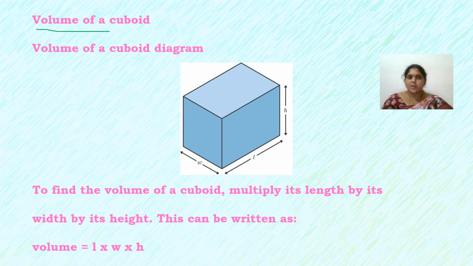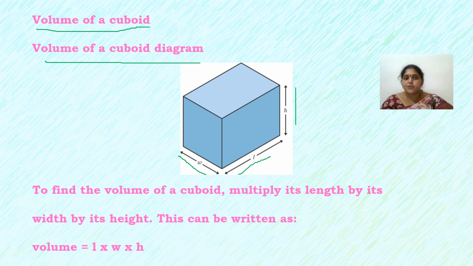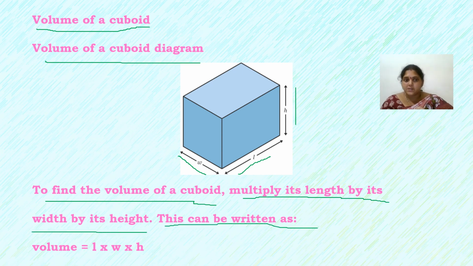Now we'll see volume of a cuboid. We have calculated when a cube is given and how to find a volume of a cube or cuboid. Now we are going to calculate volume of a cuboid when its length, height and width are given. Width is nothing but our breadth. To find the volume of a cuboid, multiply its length by its width by its height. This can be written as volume is equal to length into width into height. You have to multiply all the three sides.